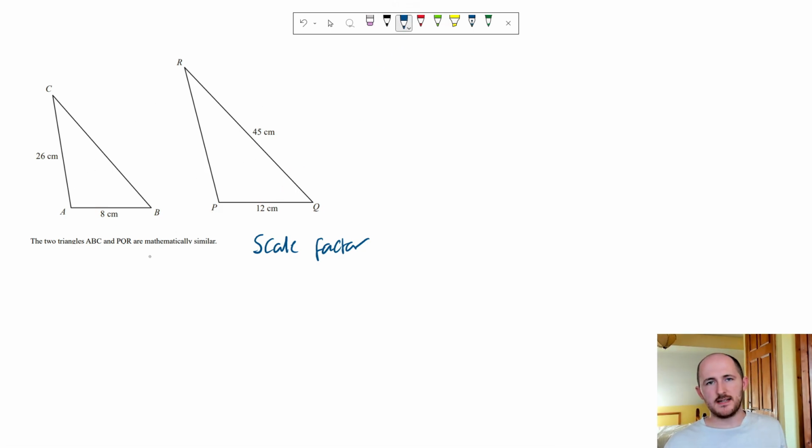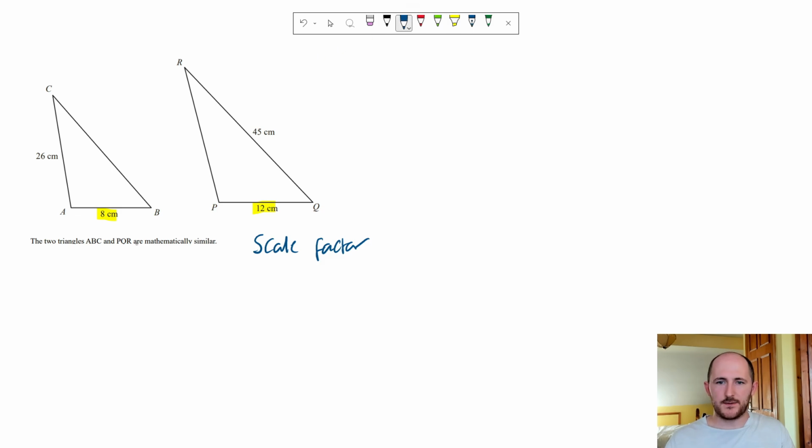Well, the first thing you need to do in any scale factor question is work out what this scale factor is. This is the most important thing. And the way you do that is you look for the two sides that are corresponding. So for example, AB and PQ are the same side on each of the triangles, right? So they're the bottom length. The other sides, for example, CA is the same as the length RP, and CB is the same as the length RQ.